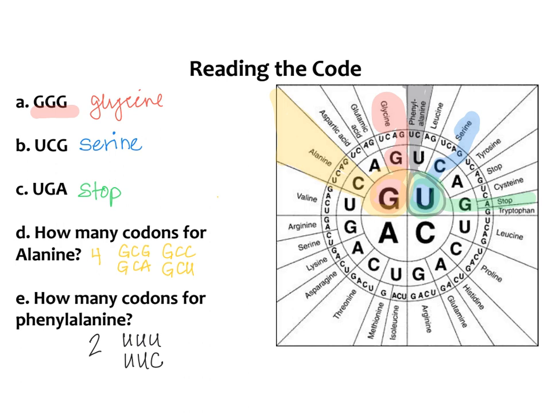I do want to point out to you that UGA is not an amino acid. It is our stop codon, and there are 3 different stop codons. UGA happens to be one of them, but we also have 2 other stop codons, UAA and UAG, and when we find these in our amino acid sequence, we stop.